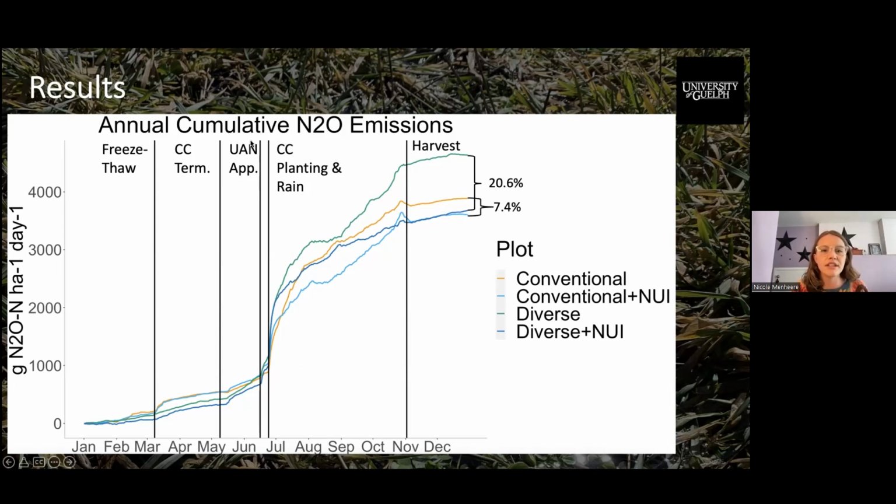So as you can see, our conventional NUIs in our conventional plots reduced nitrous oxide emissions by 7.4%. And in our diverse plots, the NUI tribune reduced nitrous oxide emissions by 20.6%. The daily emissions are interesting, they're showy, they're kind of dramatic, but the cumulative nitrous oxide emissions are where we're really seeing the results of the whole year.